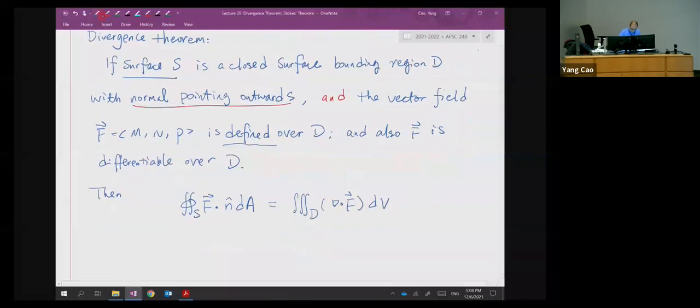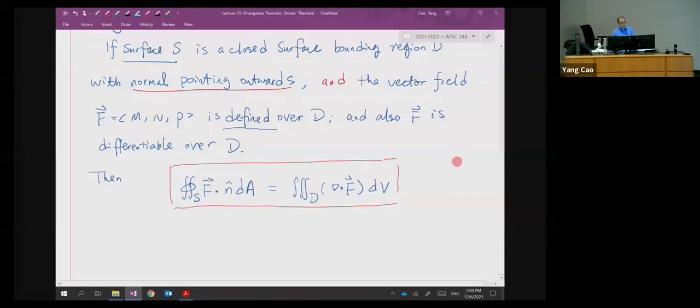So this is the formula for divergence theorem. There are two sides. One side is a surface integral, and the other side is a triple integral. That's about it. So let's take a look at this formula and interpret it a little bit.